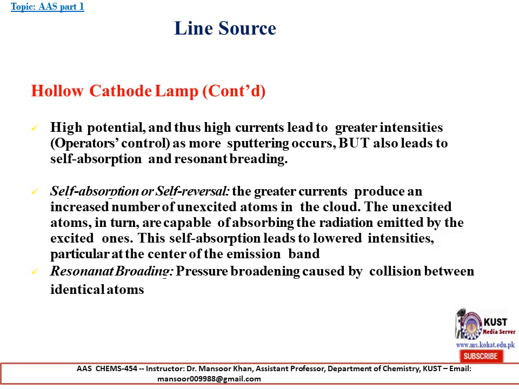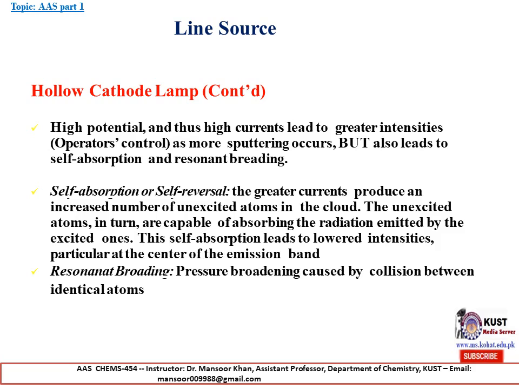So that's why we should be very careful when we are using a hollow cathode lamp, because less sputtering decreases the sensitivity and high sputtering leads to self-absorption. So what is self-absorption or self-reversal? The greater current produces an increased number of unexcited atoms in the cloud. The unexcited atoms in turn are capable of absorbing the radiation emitted by excited ones. This self-absorption leads to lower intensities, particularly at the center of the emission band.